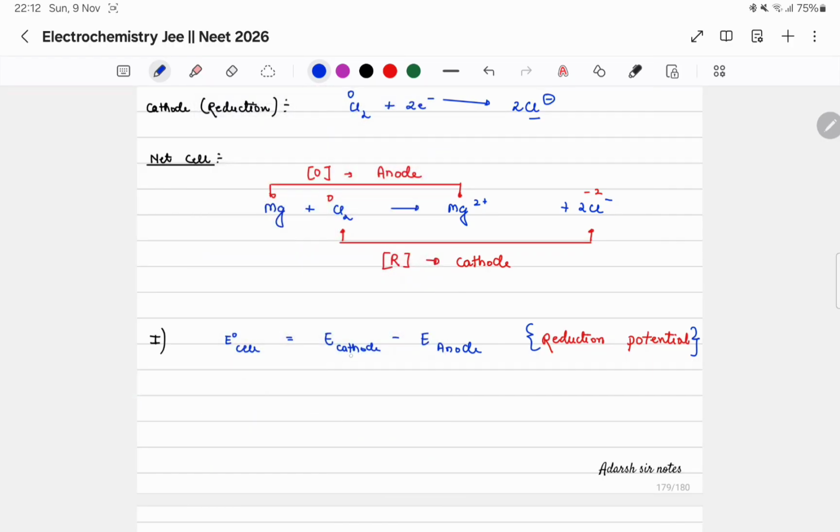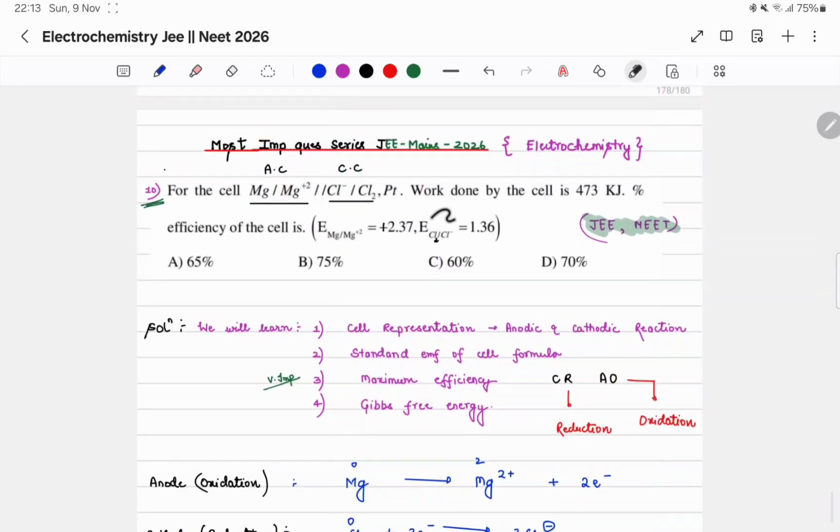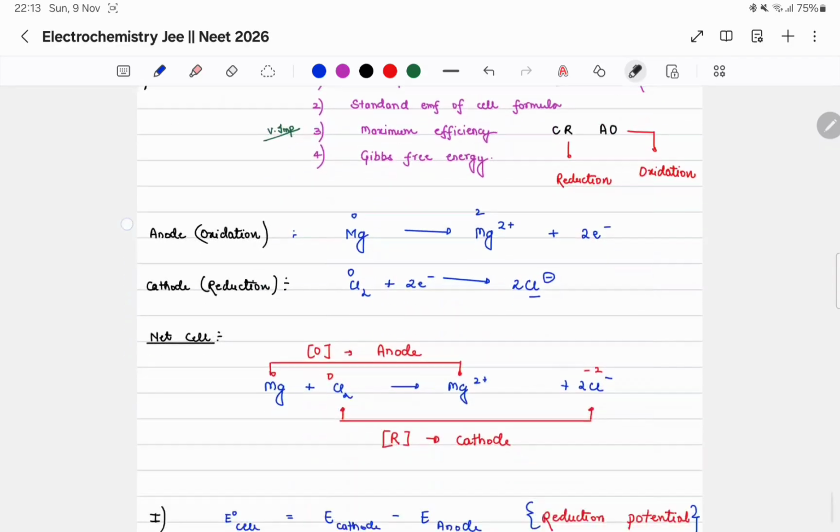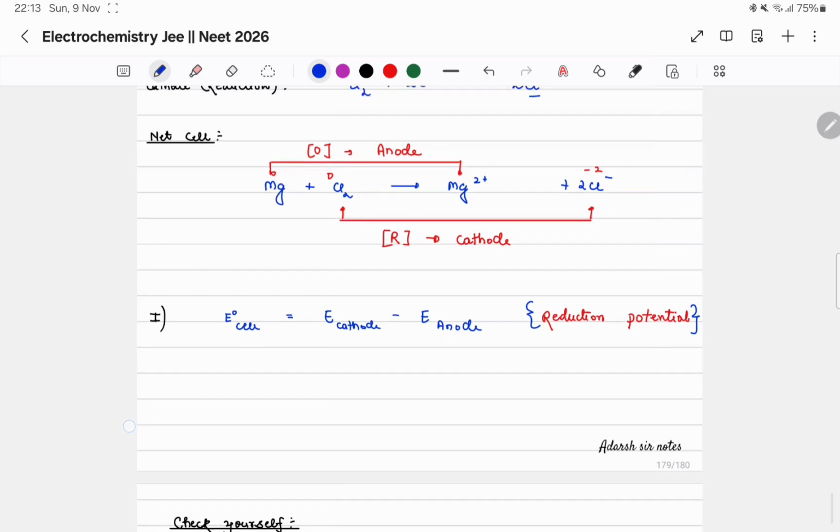Let's see. What is the cathode? You can see the cathode here. What is the cathode's part? Cl2 is going to convert into 2 Cl-. Let's check. Yes, already given, Cl2 is going to convert into Cl-. That is always in reduction form. 0 to -1, the value is 1.36. So let's report the value. How much?